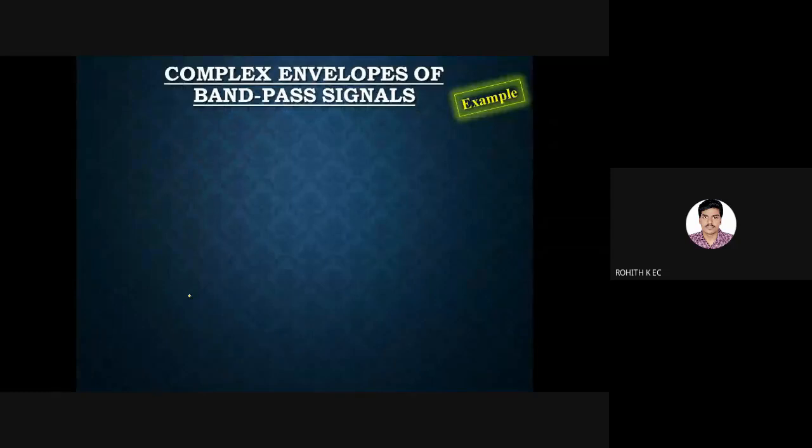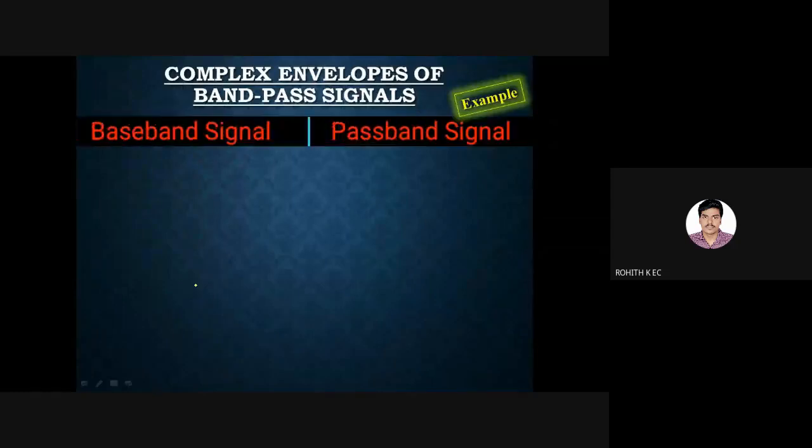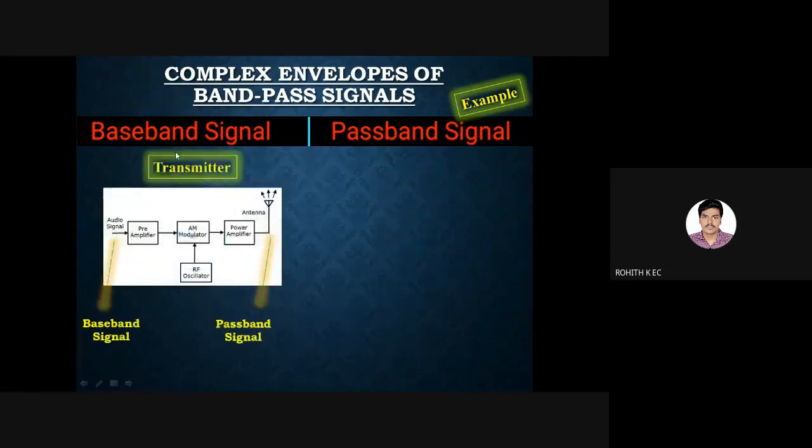Now in order to understand this, we had considered an example. At the transmitter, your audio signal is your message signal, and that message signal is a low frequency signal, which is referred to as the baseband signal. Then this signal passes through an amplifier and modulator, and then you transmit it via the antenna. The signal that you transmit is a high frequency signal, such as AM or FM, and this is called the passband signal.